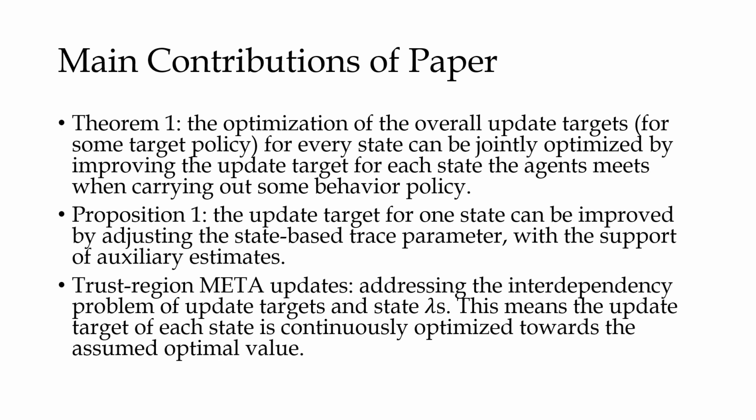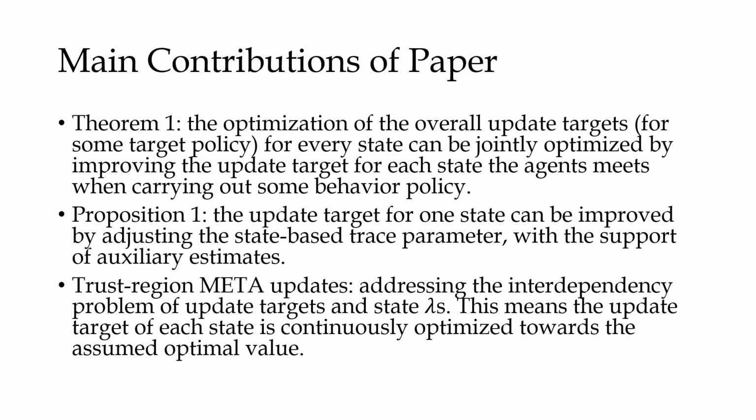The main contributions of this paper are mainly three. The first is a theorem showing per state update target improvement, if properly weighted, can result in an overall update target improvement, which leads to better overall sample efficiency. The second is a proposition that derives an approximation to improving the per state update targets. The third contribution is the way of assembling the theorem and the proposition together.